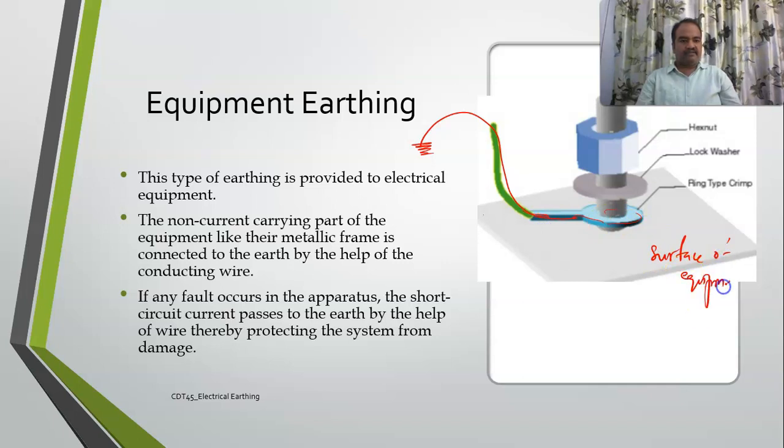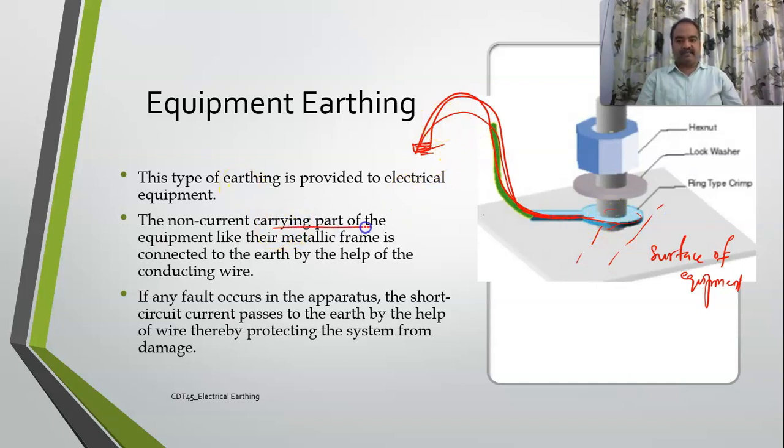Normally the surface of equipment is not supposed to carry any current. But if there is any leakage current, then it may flow onto the surface. So I am giving a connection directly to the ground from the surface. If any current is flowing on it, immediately it will go to the ground with the help of this GI wire.